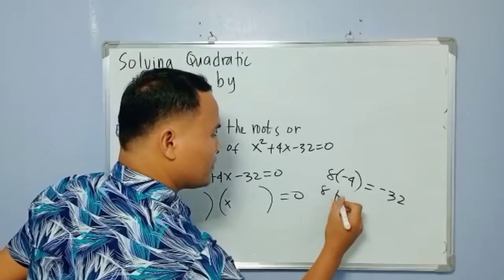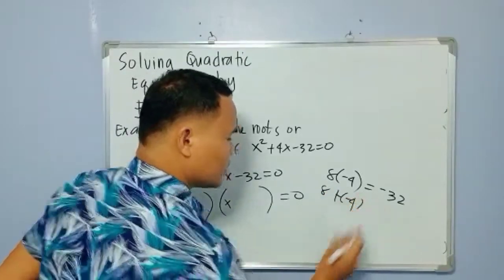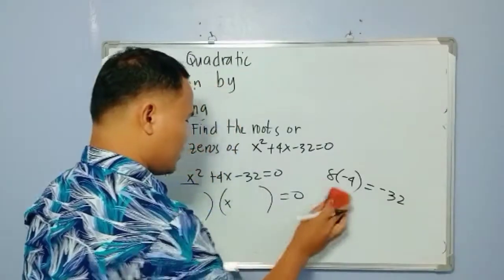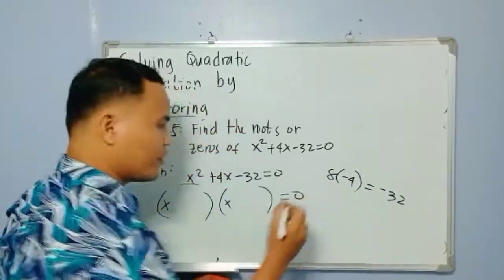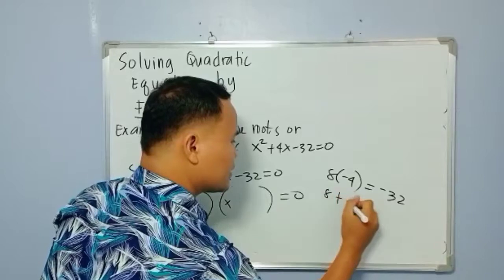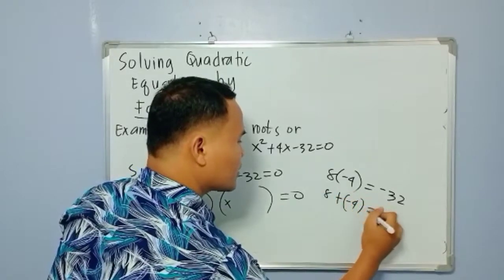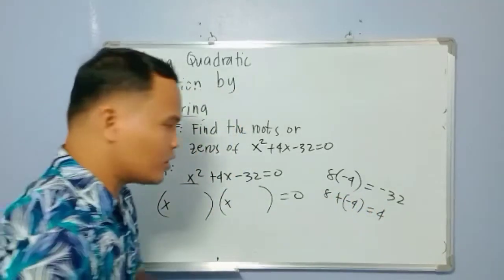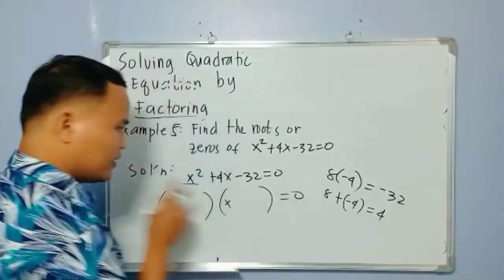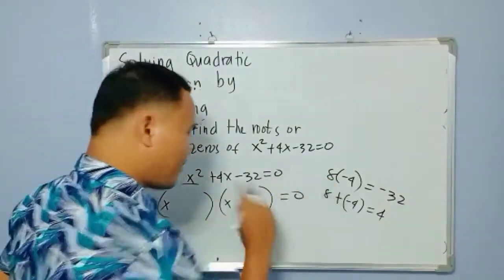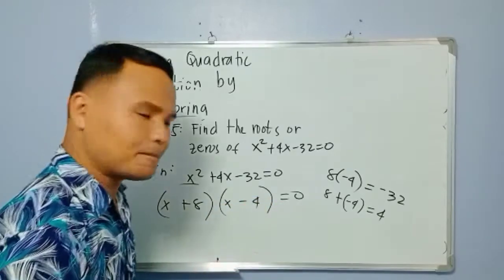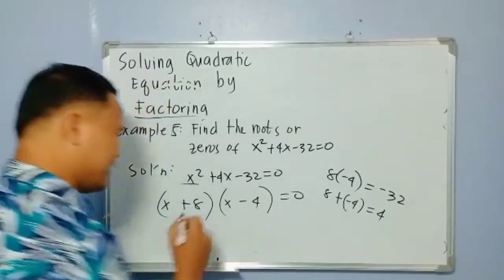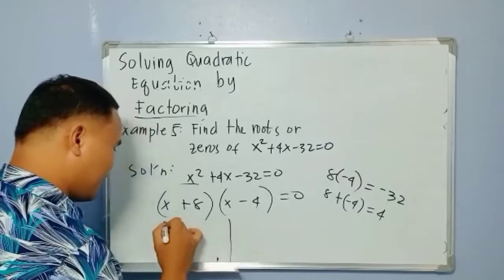If you add 8 plus negative 4, the result is 4. Rules of adding integers. So now, the factors will be positive 8 and negative 4. Okay? Then, equate the factors to 0.